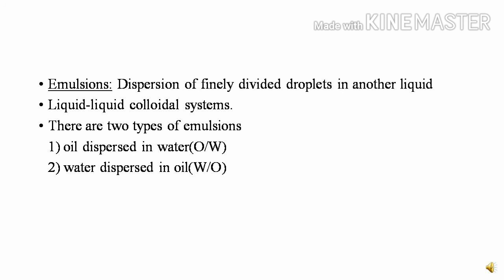Among colloids, emulsions are classified into two categories. They are oil in water emulsion and water in oil emulsion. First one is oil dispersed in water, which is indicated by O/W, and water dispersed in oil, indicated by W/O.